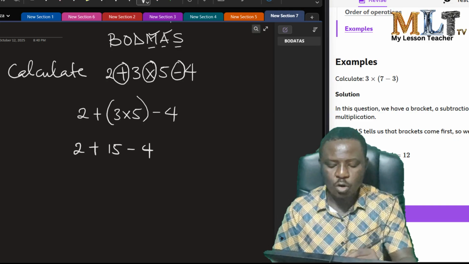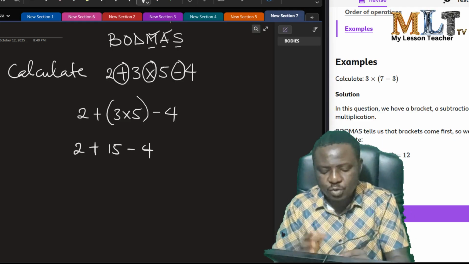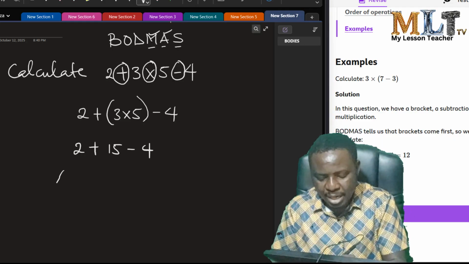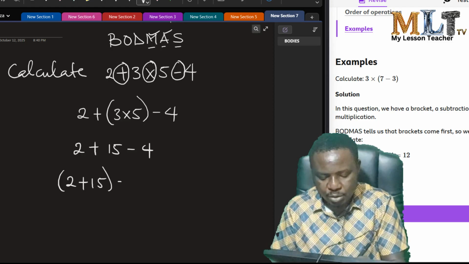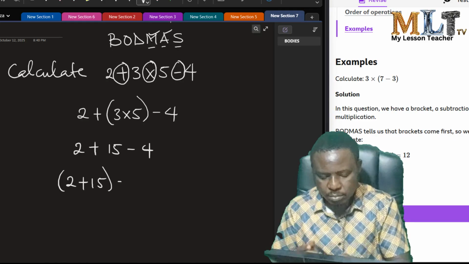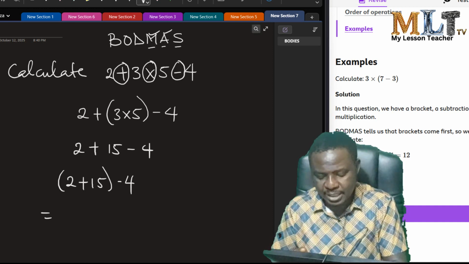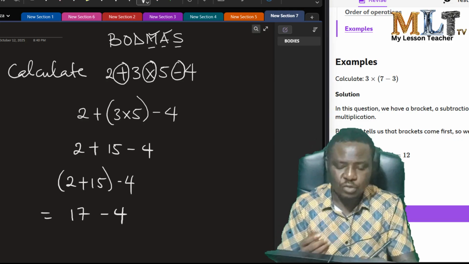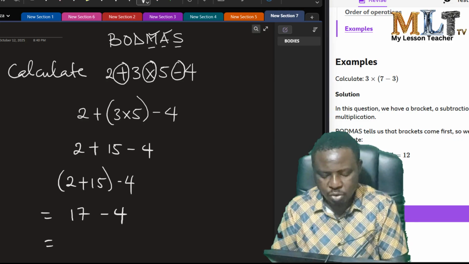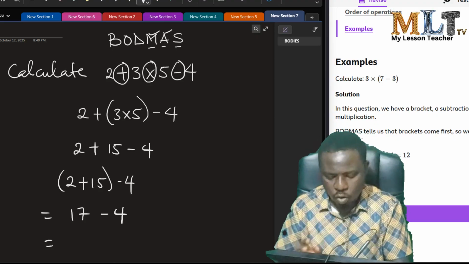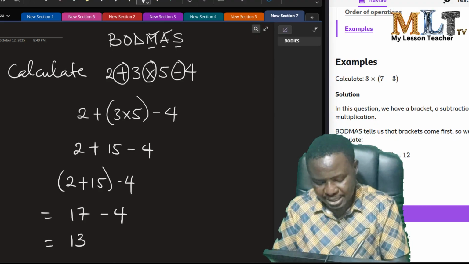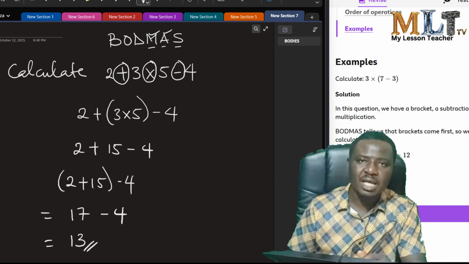After multiplication is the operation of addition. So we have to add. If I put that in brackets, it means I'm going to carry out 2 plus 15, minus 4. So this is equal to 2 plus 15 is 17, minus 4. And definitely we are left with the last operation, which is subtraction. And 17 minus 4 is 13. So this is our answer.